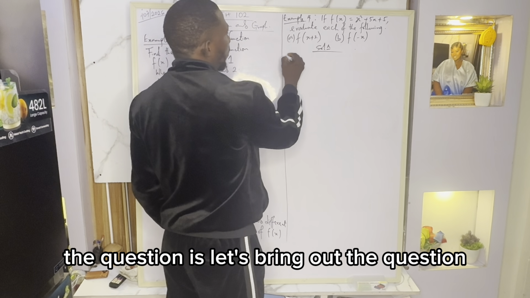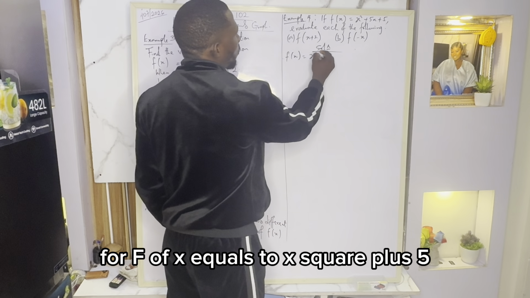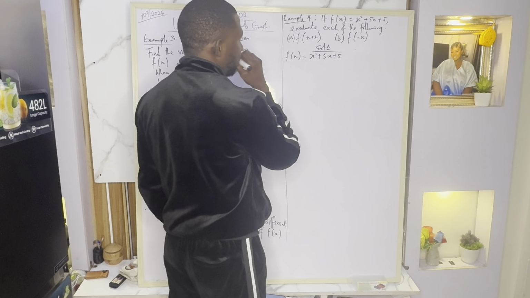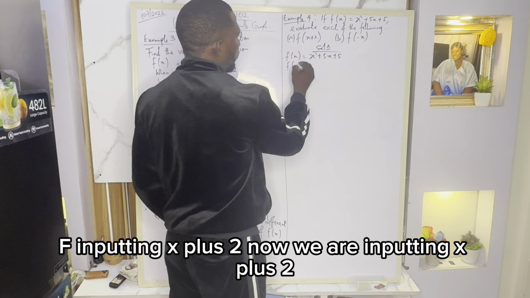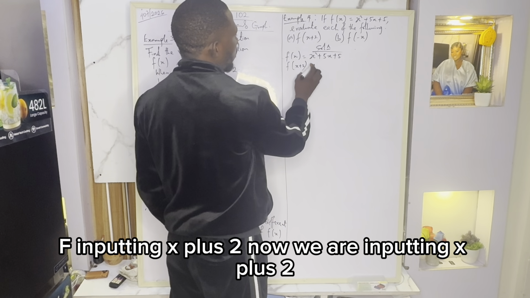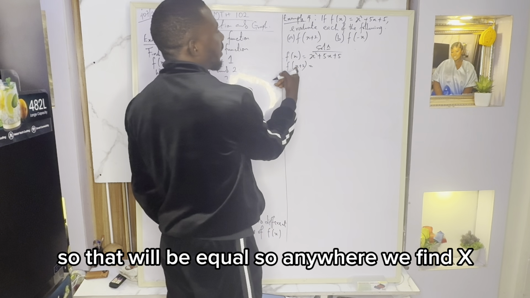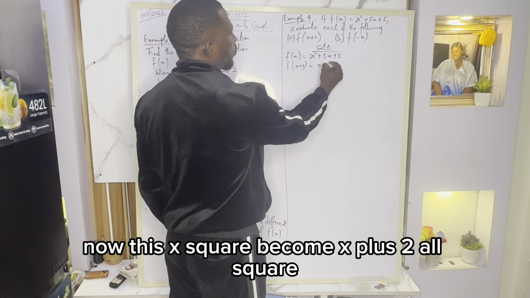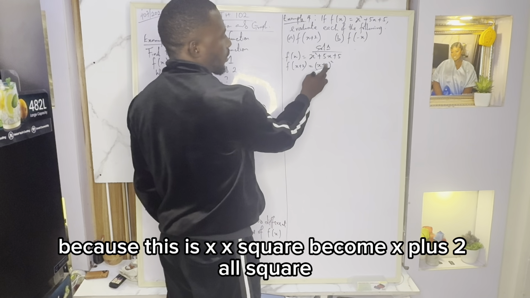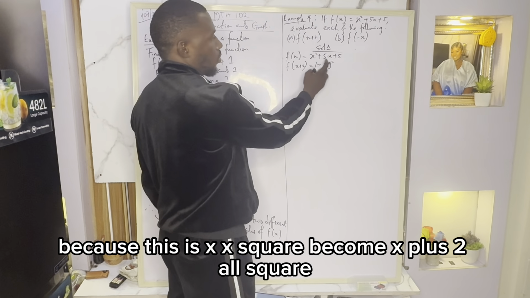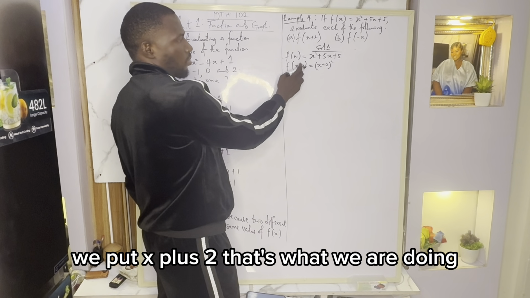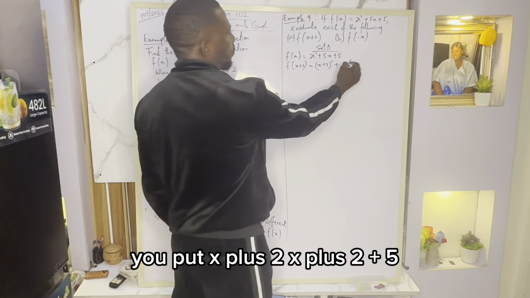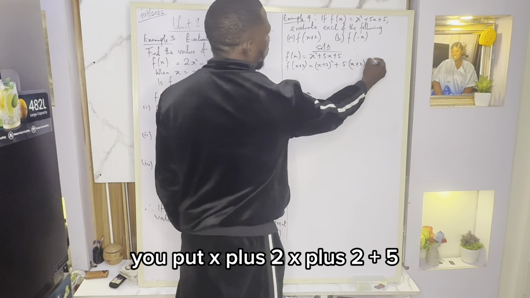The question is for f of x equals x squared plus 5x plus 5. Now the next we have f inputting x plus 2. Now we are inputting x plus 2, so anywhere we find x, we put x plus 2. So this x squared becomes x plus 2 all squared, because anywhere we find x, we put x plus 2. That's what we are doing. Plus 5, inputting instead of x, we put x plus 2. X plus 2 plus 5.